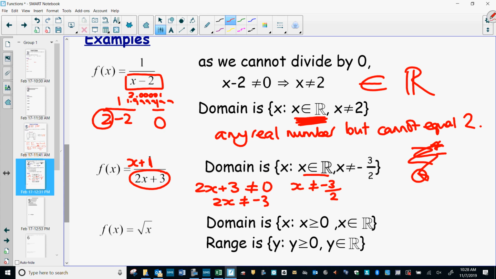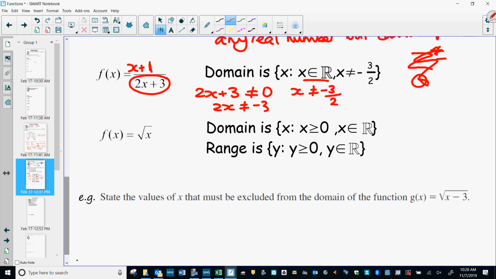And for this one here, we can see a square root. So immediately we need to appreciate that we cannot go into the negatives for square roots. If you tried on your calculator to take the square root of a negative number, it would again tell you mathematical error. So here our domain has to be greater than or equal to 0. Okay?